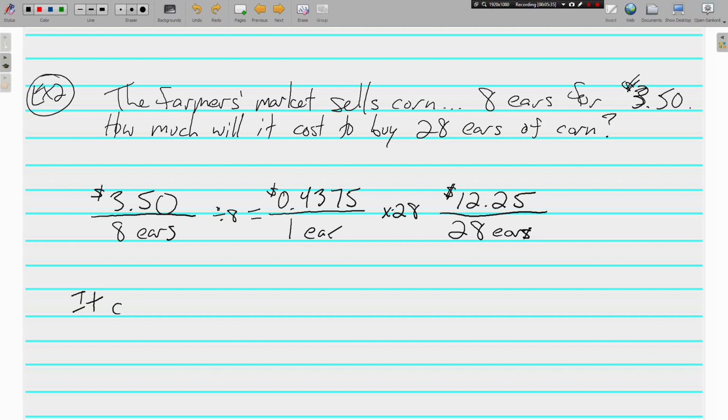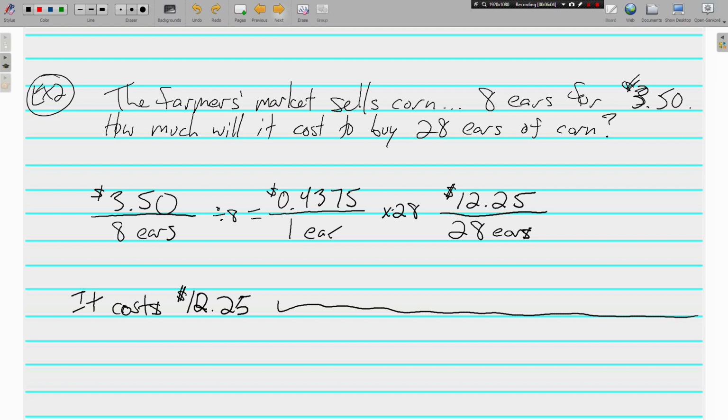It costs $12. You know what? I'm not going to write the rest of it because my pen is not cooperating, but you're going to write the rest of it because that's what you need to do when you take your quiz. It costs $12.25 for 28 ears of corn.